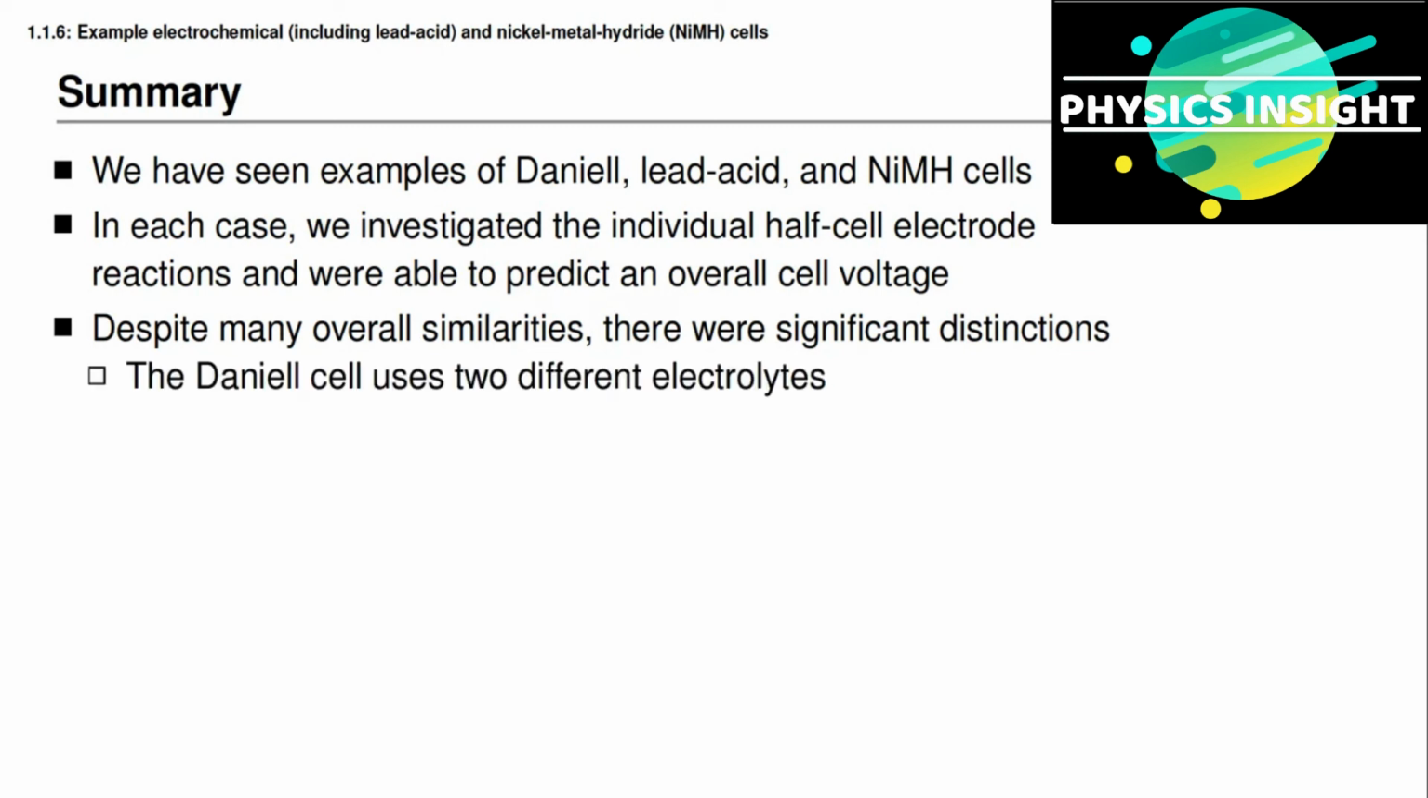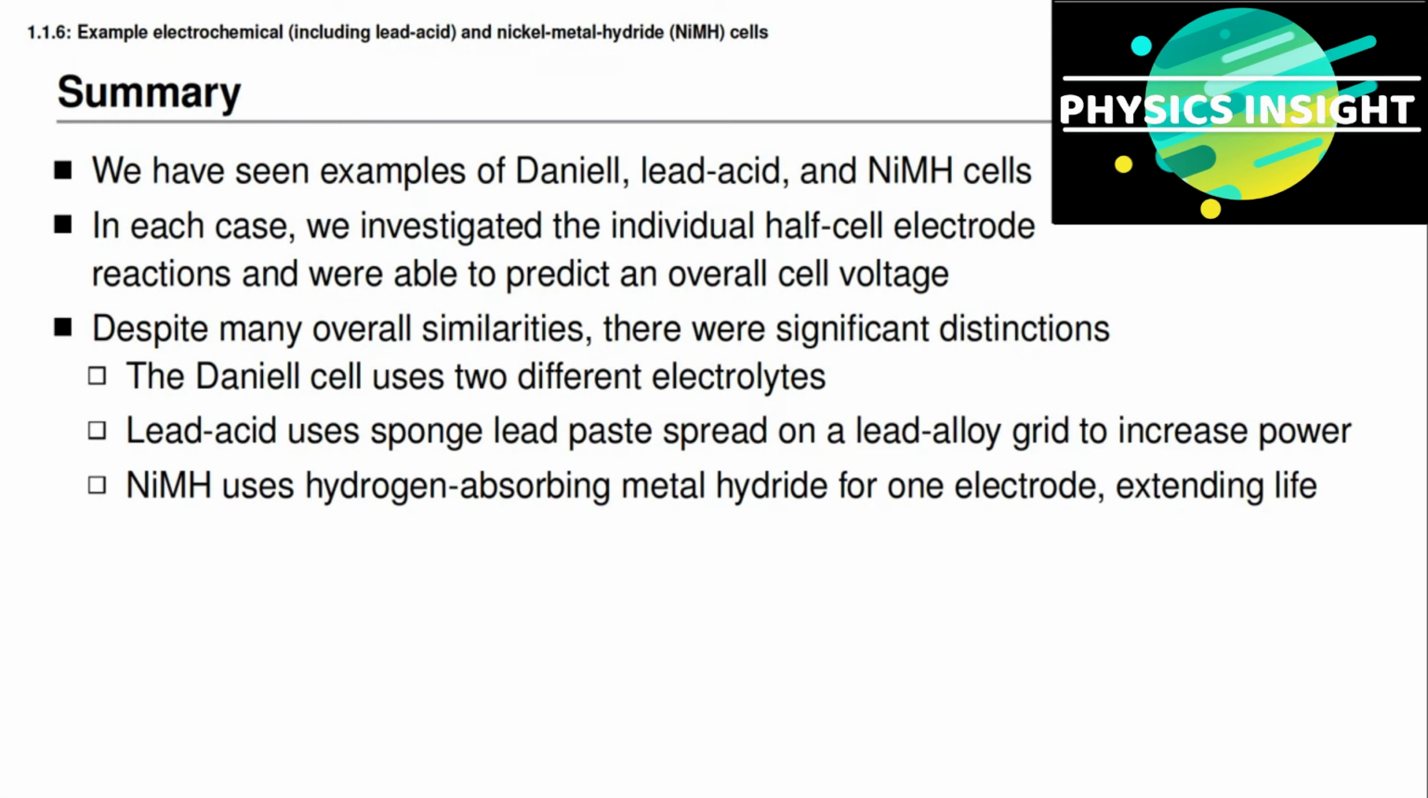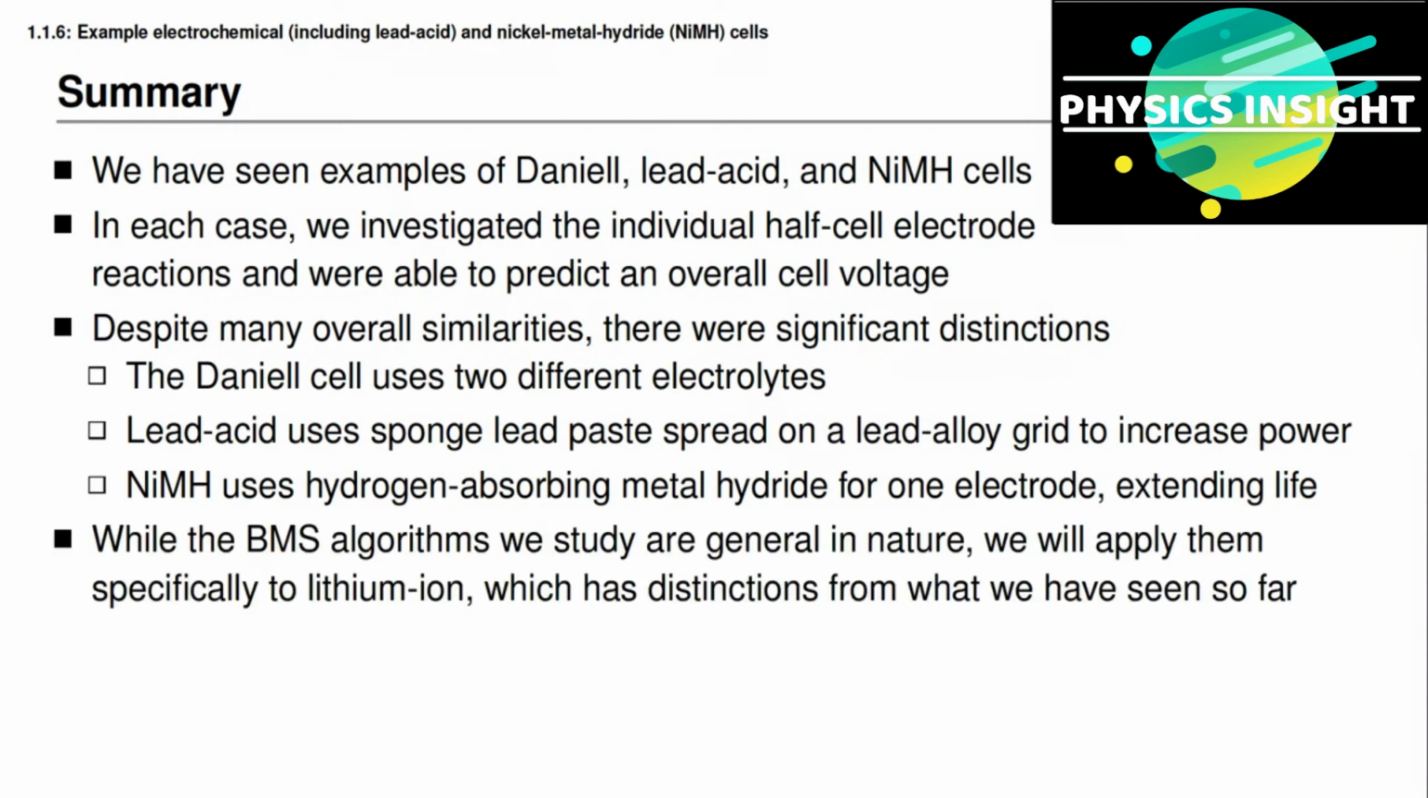The Daniell cell is unique in that it uses different electrolytes in the positive and negative electrodes. The lead-acid cell was unique in that it uses a sponge lead paste spread out over a lead alloy grid in order to increase the power that it can deliver. And the nickel metal hydroxide cell uses a hydrogen-absorbing metal hydride for its negative electrode, and this extends life.